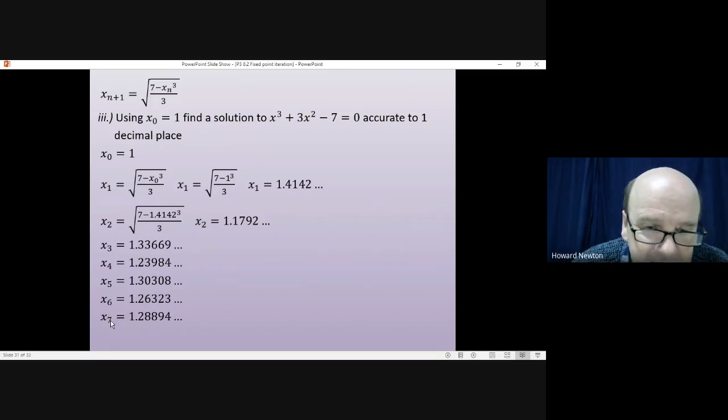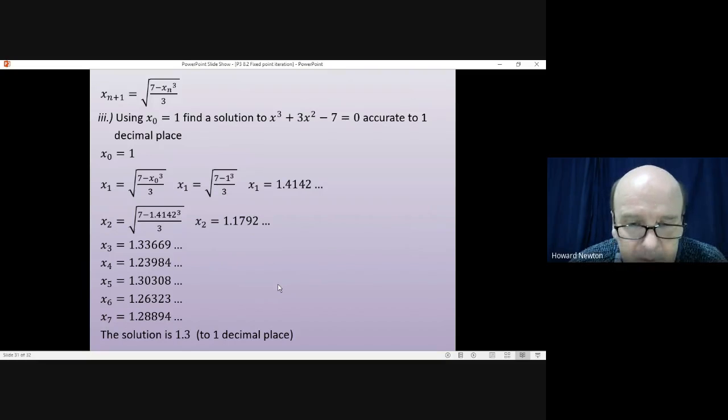If we compare x6 and x7, what we know is that the real solution is somewhere between this pair of values. Now, if it's between 1.26 and 1.28, that means the solution will round to 1.3 to 1 decimal place. We could actually have worked that out one step earlier, because if you look at x5 and x6, the real solution is between 1.3 and 1.26, and again, all the numbers in that range would actually round to 1.3 to 1 decimal place. Anyway, the solution must be 1.3 to 1 decimal place.